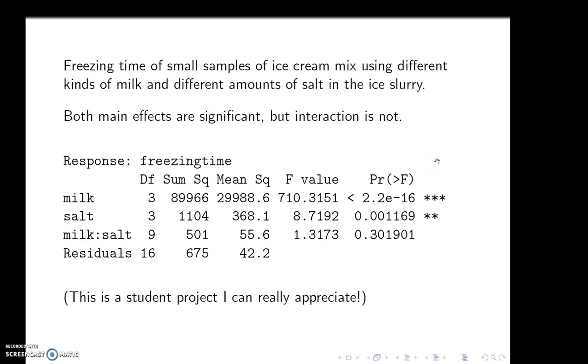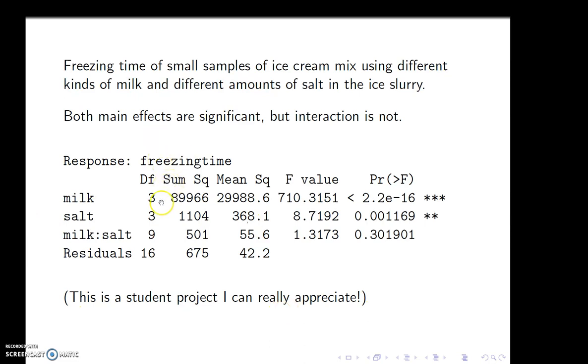This example is freezing time of small samples of ice milk or ice cream mix using different kinds of milk and different amounts of salt. Both main effects are significant, but the interaction is not significant here. I guess this was a student project of one of Gary's students. So rather than doing the project we're doing, they looked at making ice cream, which is fun. Gary has a point that this is a student project you can really appreciate.